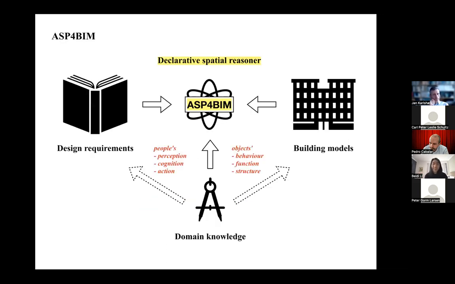So what does ASP for BIM do? It's a declarative spatial reasoner, enhanced with domain knowledge about people's perception and action, but also objects' behavior and function. So we can interpret design requirements, and we can also enrich building models according to the background theories that we have about people and space.